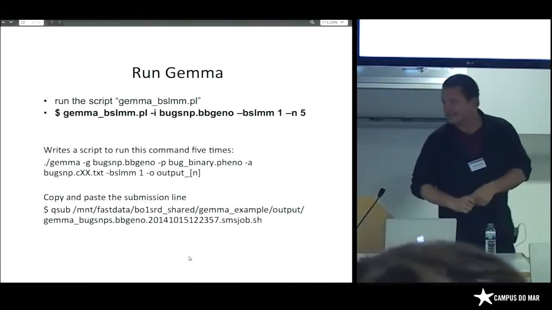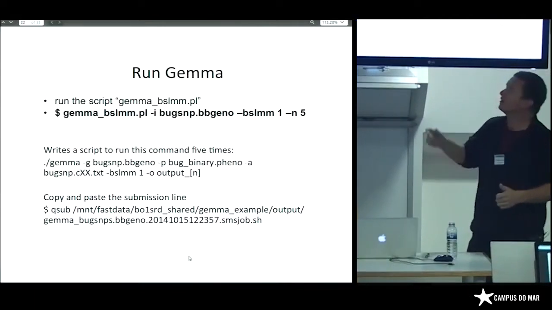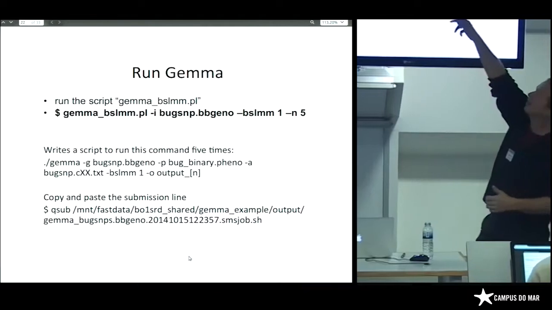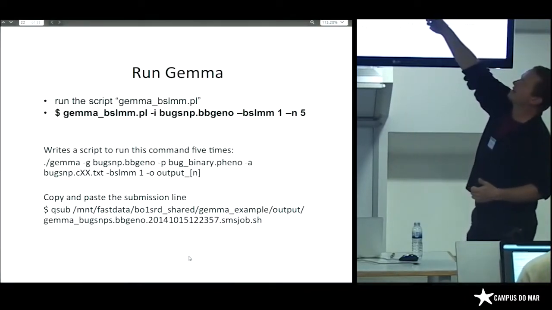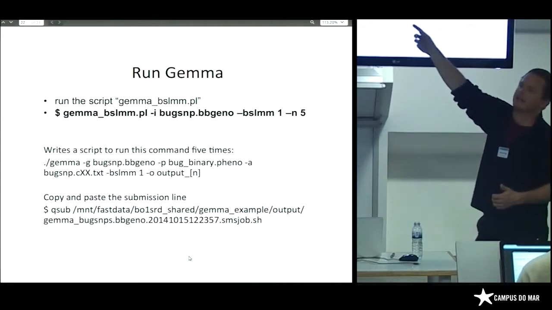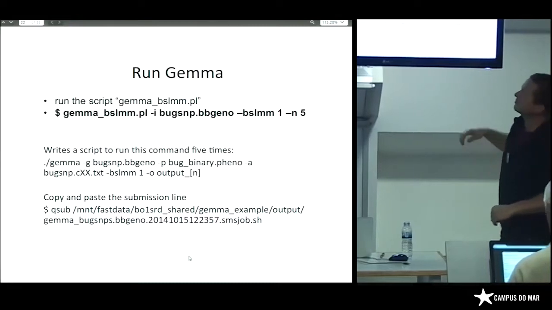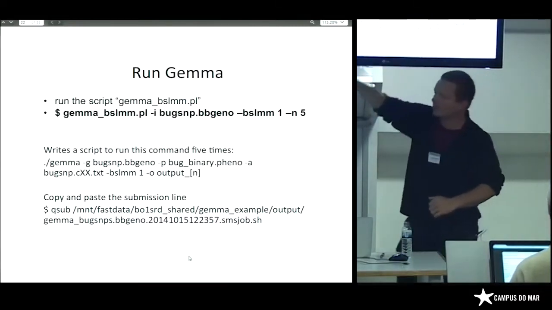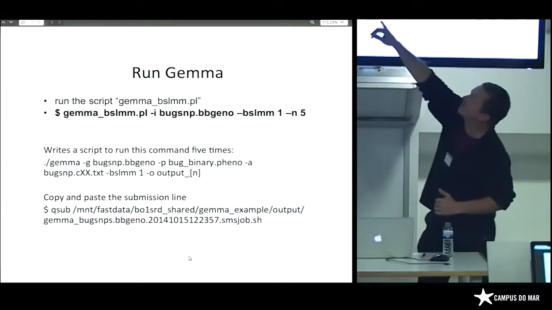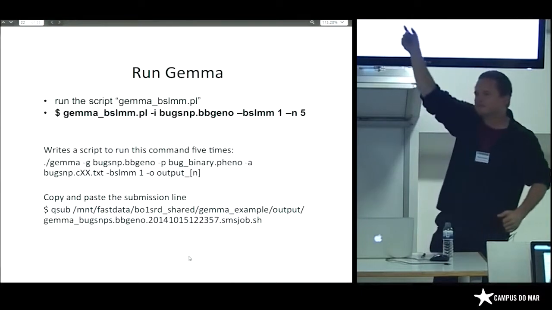Okay, the next thing it did was actually to write a script that would run this command. Because I told it 5, it runs this 5 times. If you told it 10, it would run it 10 times. Or if you wanted to run 100 chains, you could run 100 chains. And then we actually ran it. So what did it pull out? So this CXX, this is the relatedness matrix that we just generated half a second before.